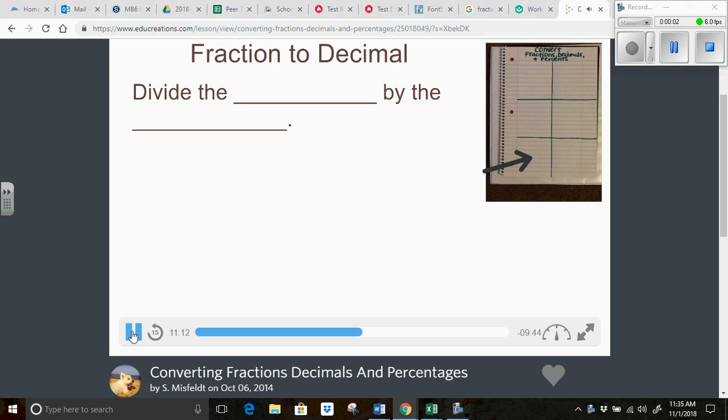Interactive notebook, we're going to be converting fractions to decimals. Now, converting fractions to either decimals or to percentages tends to take the most time and effort, because you're going to have to divide the numerator by the denominator. So go ahead and write numerator by denominator.